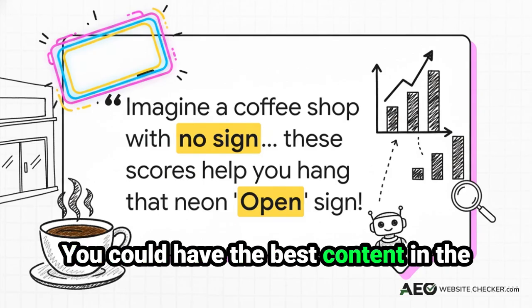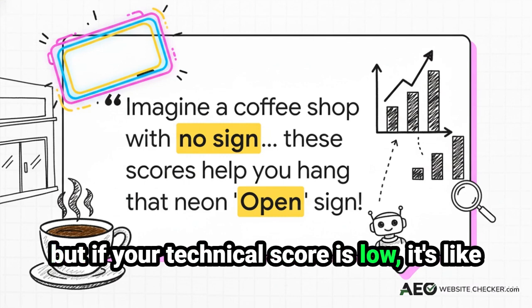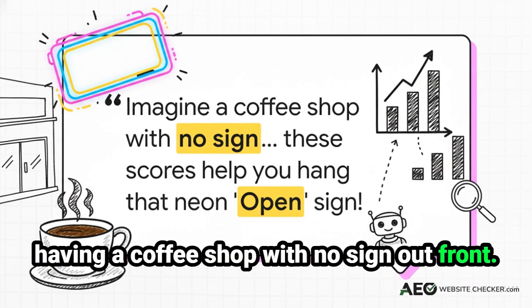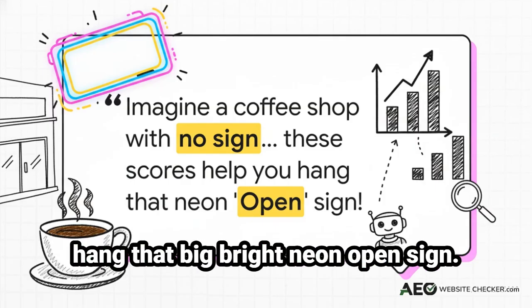And this is exactly why those individual scores matter so much. You could have the best content in the world. I'm talking the best coffee in town. But if your technical score is low, it's like having a coffee shop with no sign out front. AI engines are just going to walk right on by. These scores are what help you hang that big, bright, neon open sign.